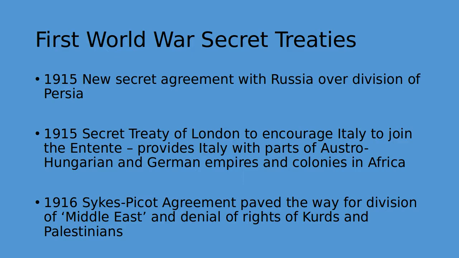And then perhaps the most infamous of all of these secret treaties, the Sykes-Picot Agreement of 1916, wherein Britain and France essentially divided up what we call the Middle East, Western Asia. And essentially, France was able to get Syria, Lebanon in its sphere of influence. Britain got Palestine. The rights of the Kurds and the Palestinians were completely ignored.